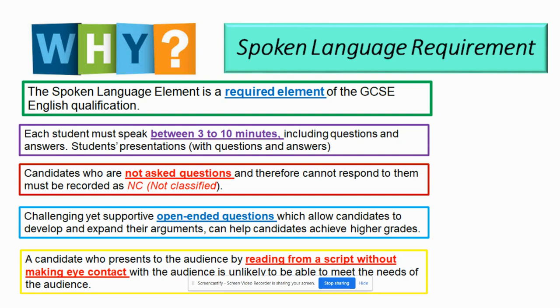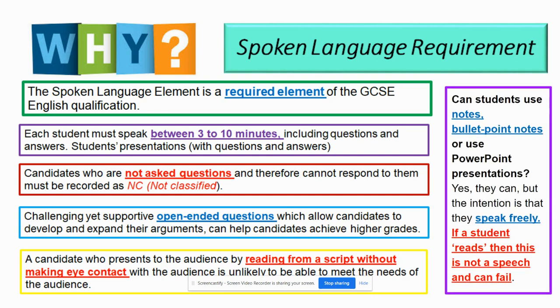What that does mean is you can use notes. You can have bullet point notes, you can have presentations, you can show things. But obviously if you're using a presentation, you can't just put your presentation on the slide and read from that, because again, that's not engaging the audience. The point is that you're speaking freely. Look at some of the people who give speeches, watch them on TED Talks, watch how they communicate and how they talk to their audience and they use their hands. And you get tone in there as well. So if you read, unfortunately, it does mean a fail.